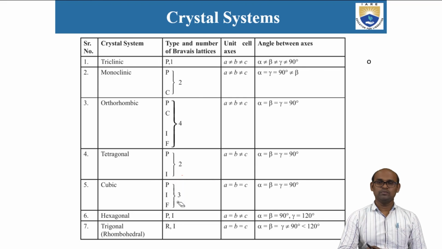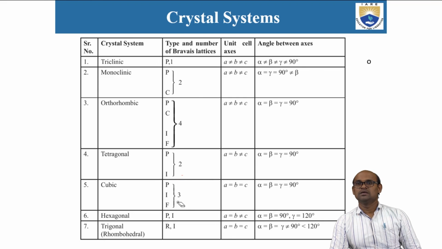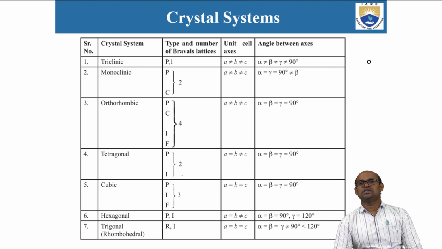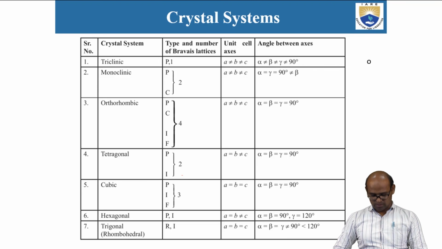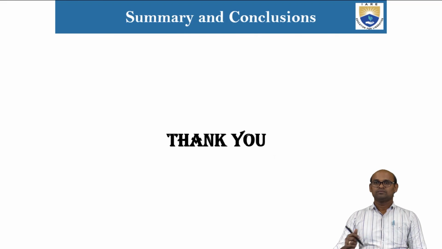In each of the crystal systems you have at least one primitive lattice. Some of them have two. So totally you have 7 primitive unit cells and 7 non-primitive unit cells. So combining all these 14 lattices, you can generate 7 crystal systems.